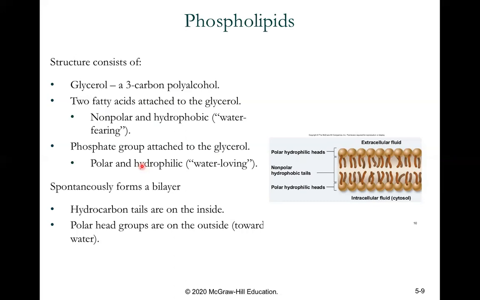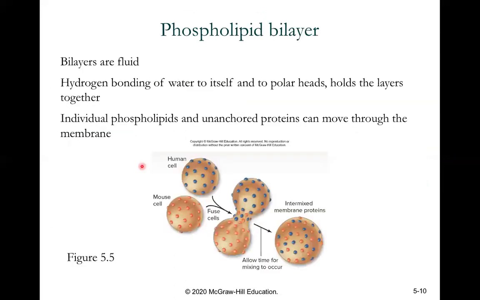So spontaneously, these are forming a bilayer. This bilayer has hydrocarbon tails that are inside and polar heads that are grouped outwards. The phospholipid bilayer also has fluidity, right? So the bilayers are fluid, and hydrogen bonding of water to itself and to polar heads holds the layers together.